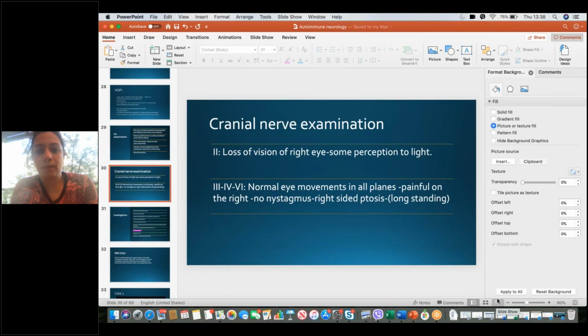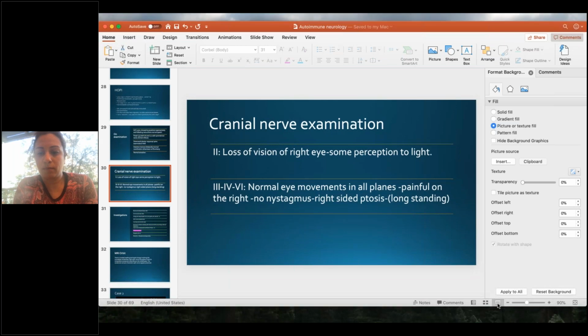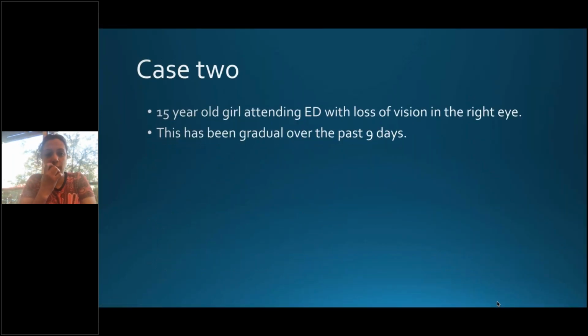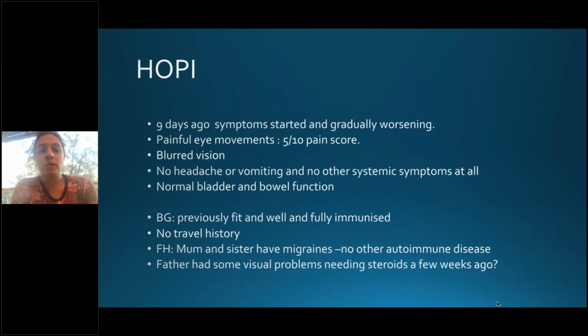Yeah, great, perfect. Okay, sorry, so let me just briefly go through this again. So, a 15-year-old girl attending the ED with loss of vision in her right eye, gradual over the past 9 days. The symptoms started, as I said, 9 days ago. She had some painful eye movements and blurred vision. And then today she woke up and she couldn't see at all with her right eye. No other systemic symptoms and previously fit and well.